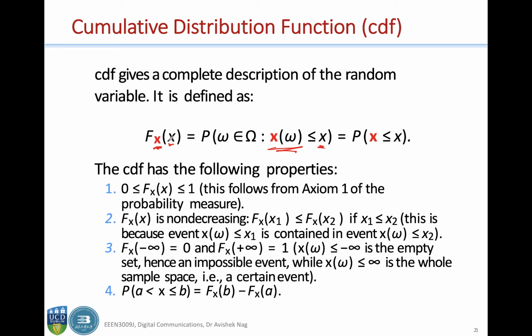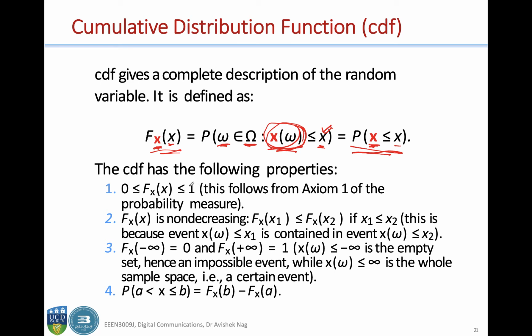So basically capital F of x is the probability that, given these events belong to the sample space, you are mapping these events to the real number line, and what is the probability that this real number value is less than or equal to a certain value small x. Or in a simpler way, this is represented as the probability that the random variable capital X is taking a value less than or equal to small x. This is denoted by this function which is called the cumulative distribution function.